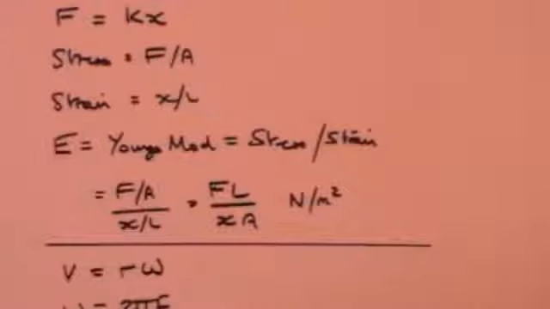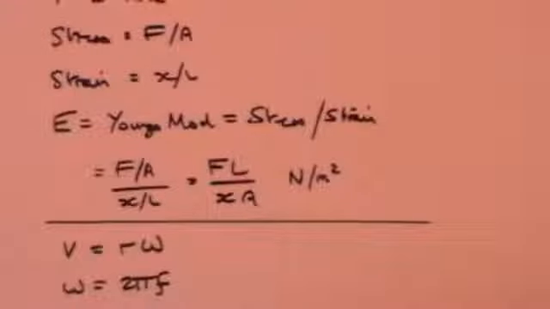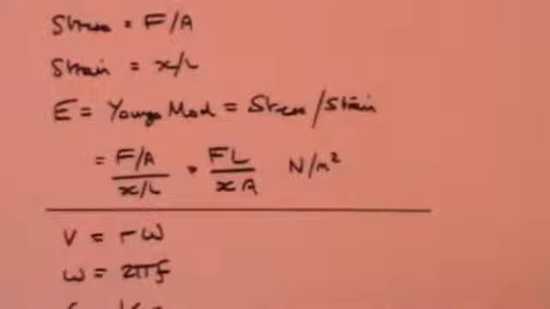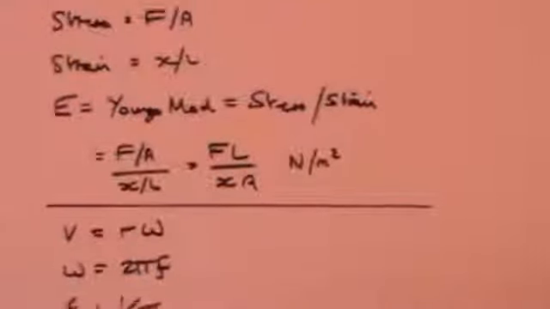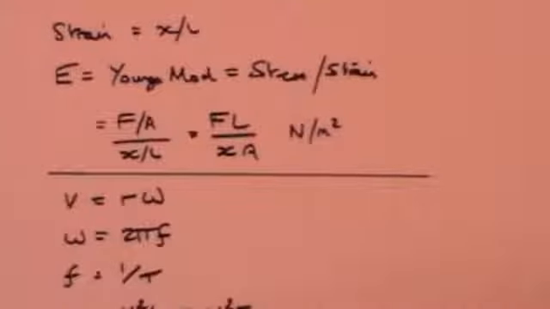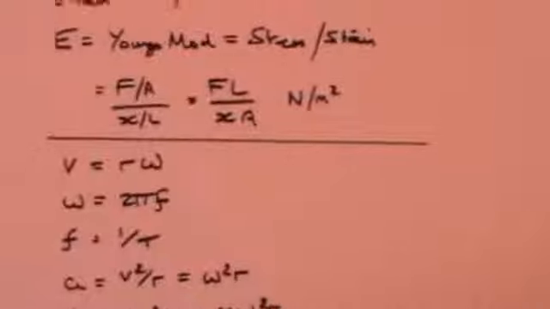Then we come to circular motion. The velocity is equal to the radius times the angular velocity. Angular velocity is 2 pi times the frequency of rotation. Frequency is 1 over the period.